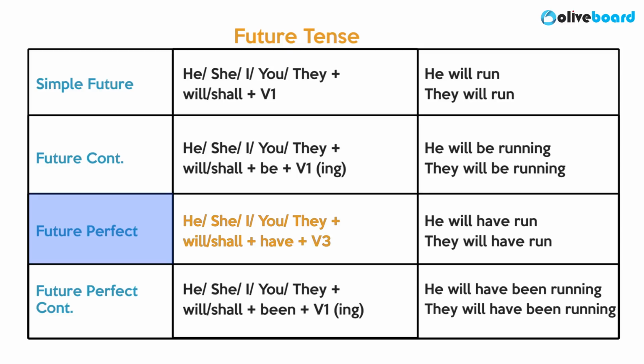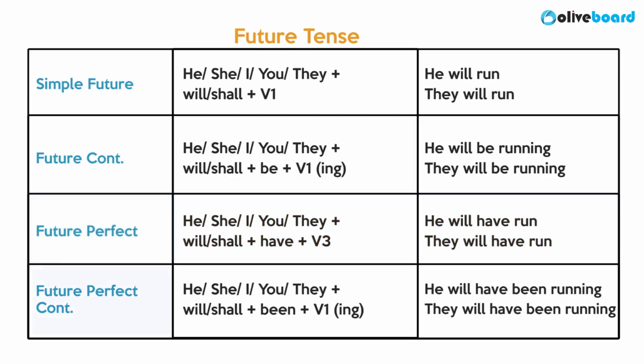तो एक चीज तो हमने देख ली है यहाँ पे, whether it's the present perfect tense or the past perfect tense or the future perfect tense, always there will be the third form of verb which is also called as the past participle form of the verb use होगा. For example, he will have run, they will have run.